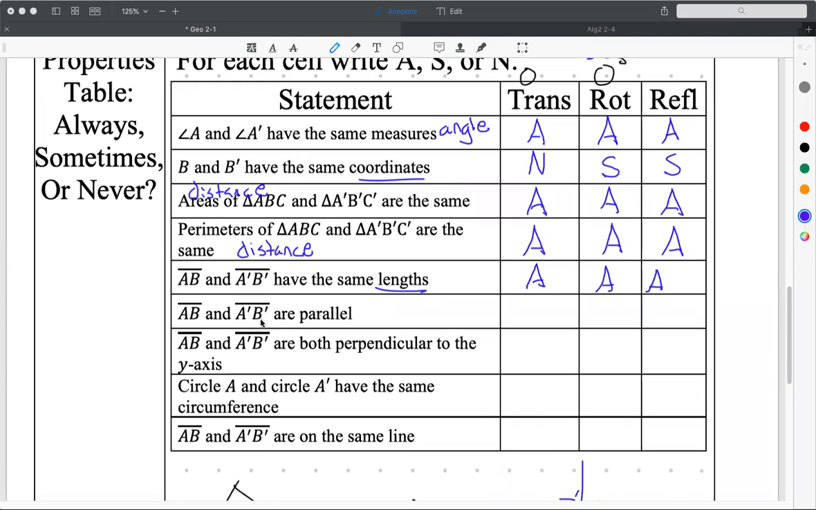A, B, and A prime, B prime are parallel. Okay, so if I'm thinking of a line, just this most simple shape, I can also do a triangle, but if I have a line and I drag this line around, and maybe copy and paste it, if I move this line off of itself, it's always going to be parallel no matter how I translate it. So this one is going to be an always true. Those are always parallel. And then the rotation.